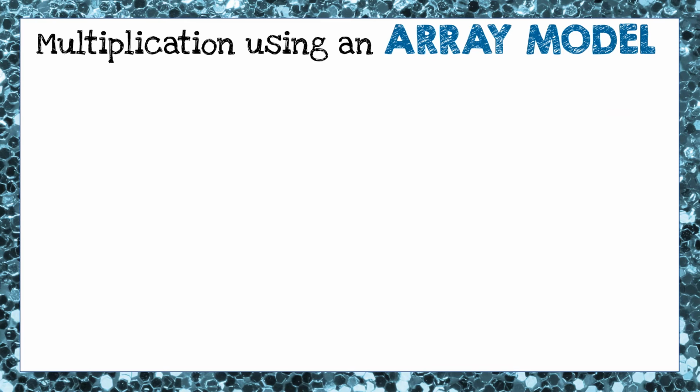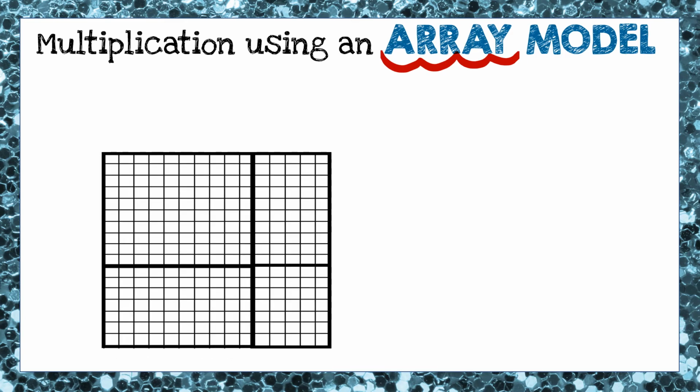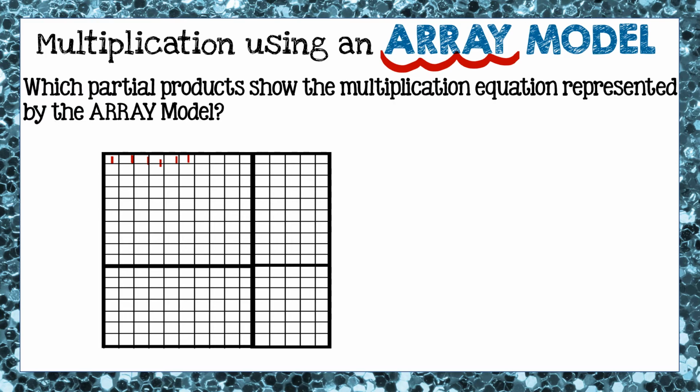Now let's look at array models. Now these are very similar to area models, except with array models, you can count every unit inside of the model. So you can literally count the number of units that you have. Now, let's answer a question on this array model. Which partial products show the multiplication equation represented by the array model?